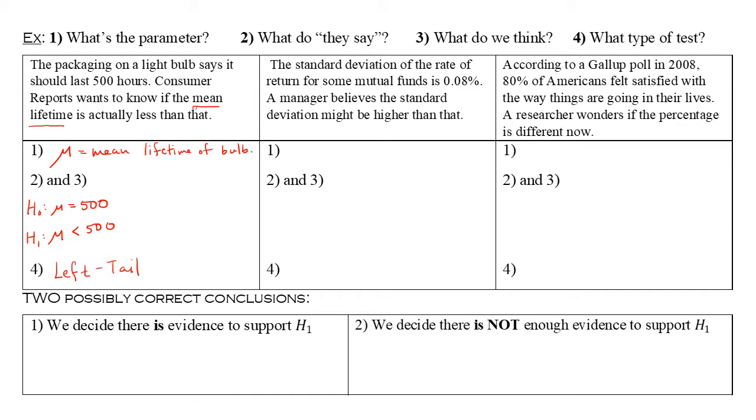The standard deviation of the rate of return for some mutual funds is 0.08. A manager believes the standard deviation might be higher than that. And here we're making a statement about a standard deviation. So we'll use the symbol sigma. And in this case, it's the standard deviation of rate of return for some mutual funds.